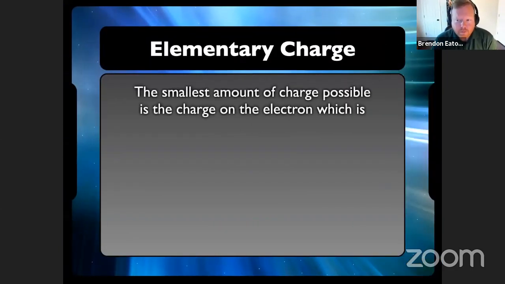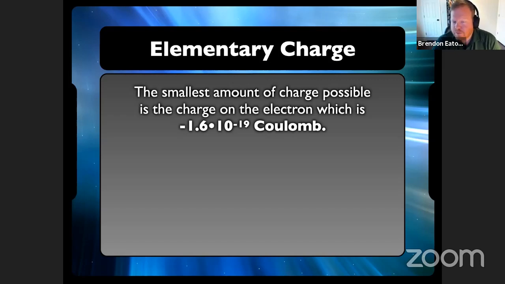So going into elementary charge, this is a topic that kind of confuses students from time to time, so this is definitely worth the time on the review. The smallest amount of charge possible is the charge on an electron. And you may have this memorized, but it is available to you on the back side of your formula chart with all the rest of the constants. The charge on an electron is negative 1.6 times 10 to the negative 19th coulombs.